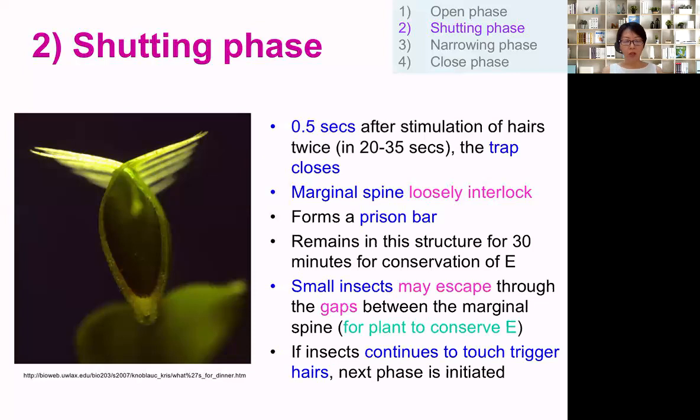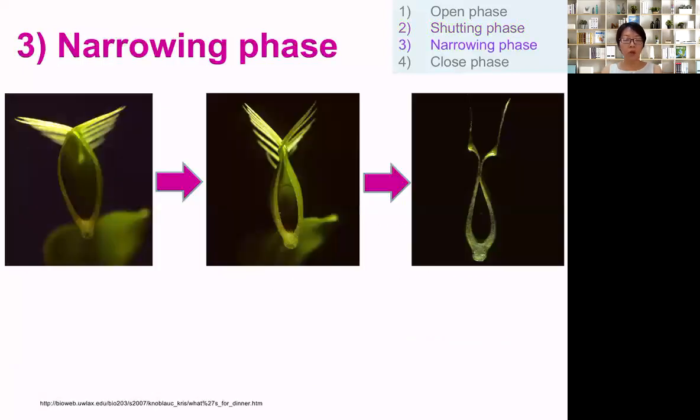If the insect is too big, of course it starts to move around inside the trap, and as it moves around to look for a place to go out, it will touch the sensory hair again and again, right? If it continues to touch the trigger hair, then the next phase will be initiated or stimulated. So what is the next phase? The next phase is called the narrowing phase.